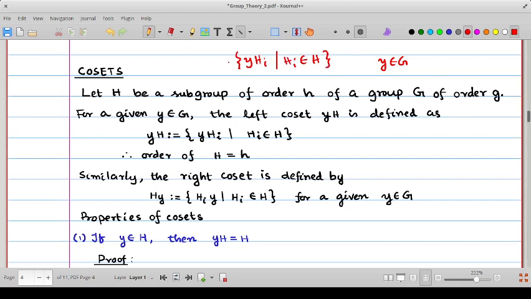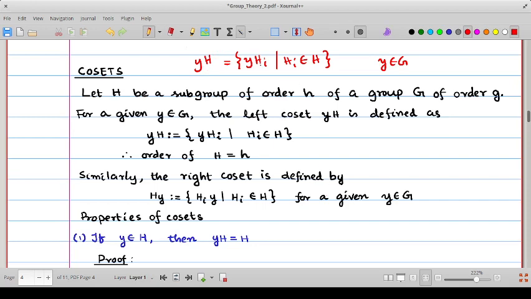So for any element y, we can construct a set obtained by multiplying y with the elements of the subgroup H, and this is represented by the shorthand notation y times H, and is called the left coset of the subgroup H of G.